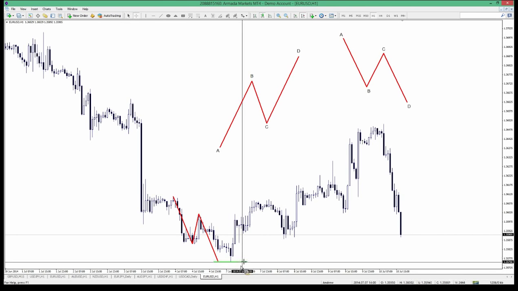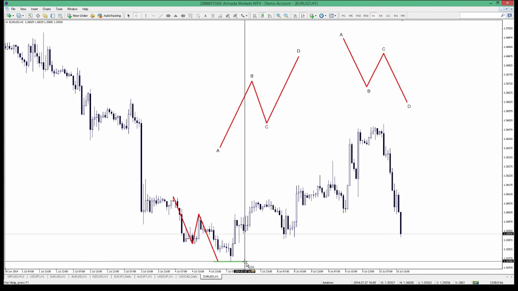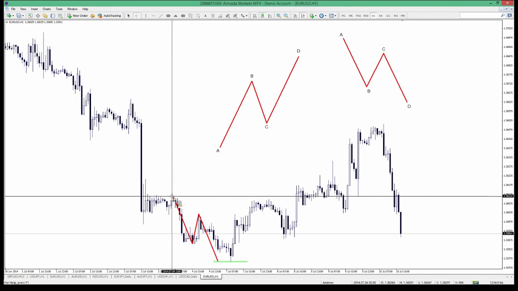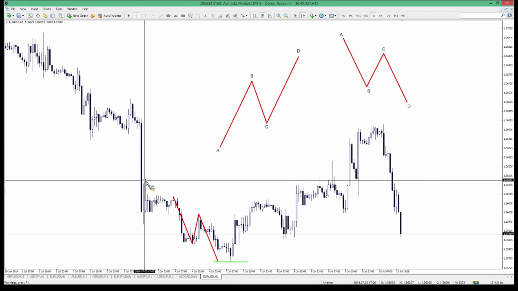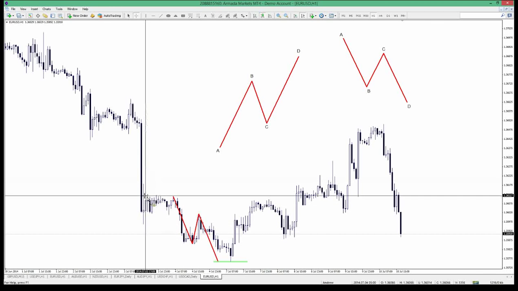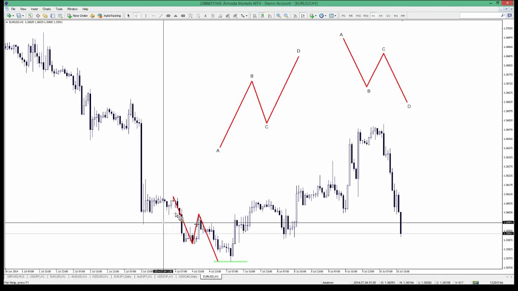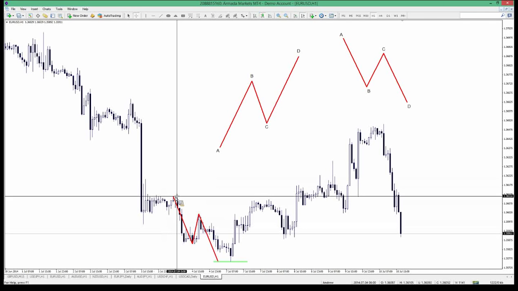Okay, absolutely to the pip before moving. Now, it does take a bit of work in terms of where to draw these things. Why did I draw it here and not from this high here? Now, that just comes down to a bit of experience, really. I can't say there's always a reason.